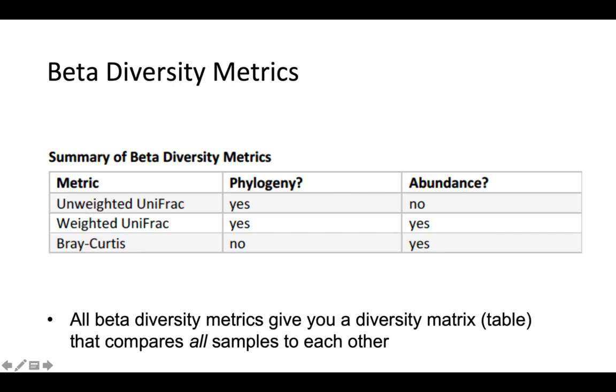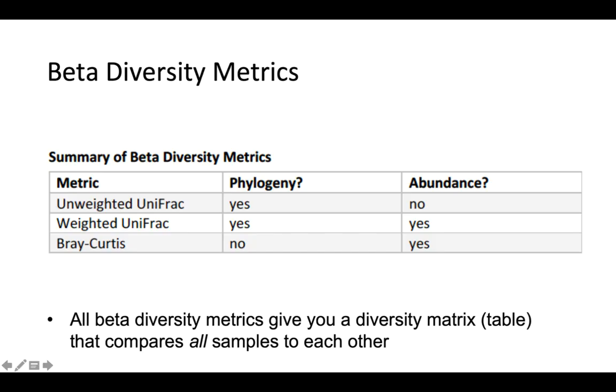So for all of these diversity metrics, you end up with a diversity matrix, or some people call it a distance matrix, but it's really just a table collecting all those beta diversity numbers. It's going to compare every sample to every other sample in your comparison. So what do we do with that table? How do we actually learn something from beta diversity? It can be confusing to think about because we're always looking at a comparison, and at many comparisons all at one time if you have lots of samples.